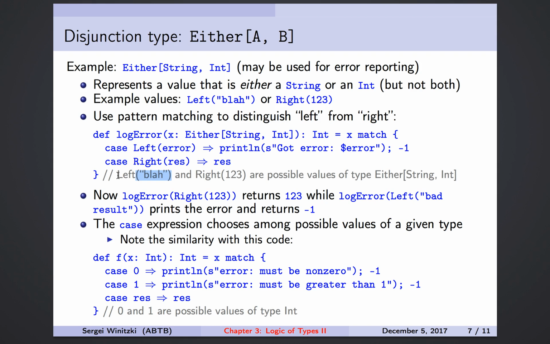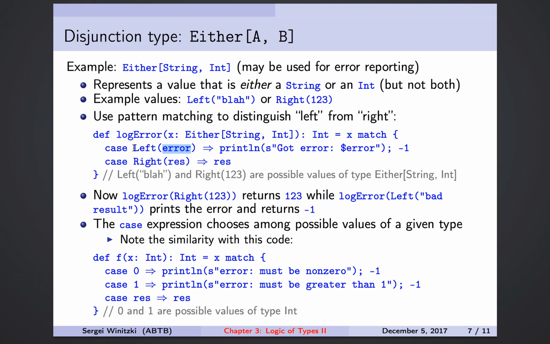And so left of blah is actually a value of type either string int. And similarly, right of 1, 2, 3 is also a possible value of this type. So in this code, we enumerate the possible cases, the disjunction. There are only two cases in this disjunction, the left and the right. And so we enumerate them. And each time we have a pattern variable of a different type.